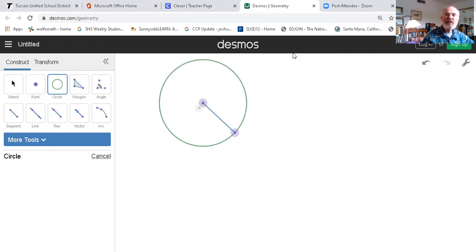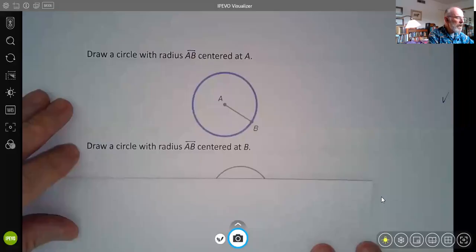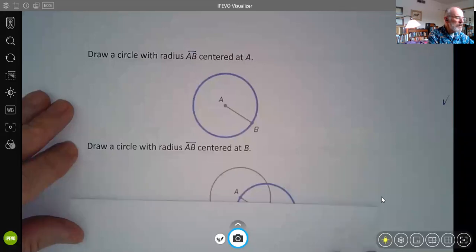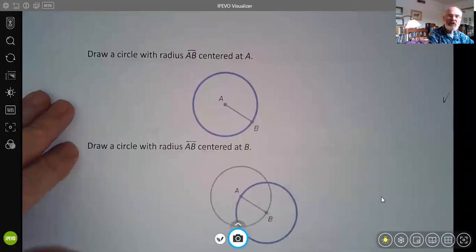All right. So let's go back and look at the DocuCam again. And so we're going to now draw a circle with a radius AB centered at B. So we're going to draw a second circle.